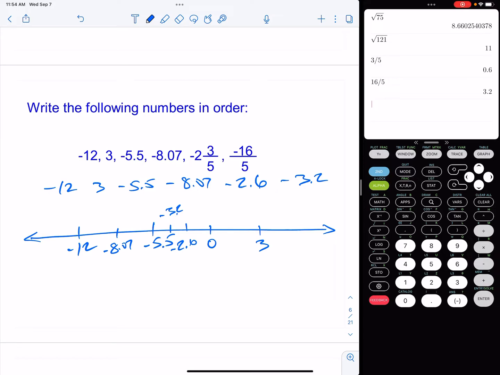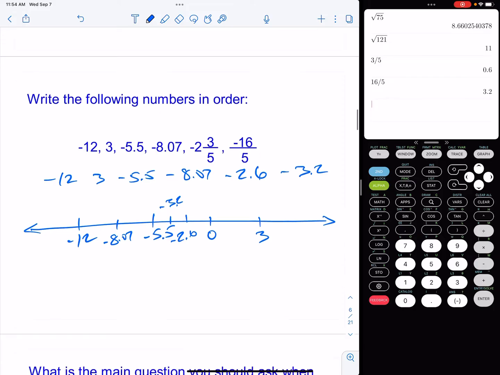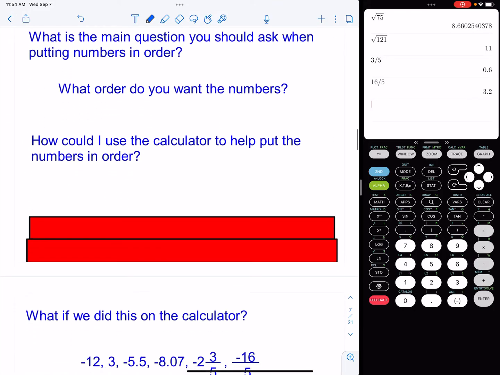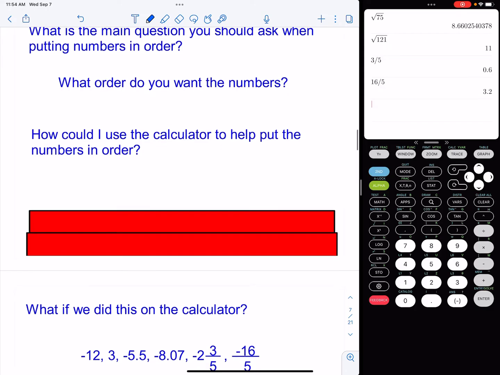Okay, so now that I have these in order, we just write them however we want to. If I want it least to greatest, it's going to be -12, -8.07, -5.5, -3.2, -2.6, and then 3. If I wanted it greatest to least, I just write it the other way. So it's really not that big of a deal. Pretty easy if you think about it in terms of a number line. And typing those fractions in on the calculator makes it a whole lot easier.